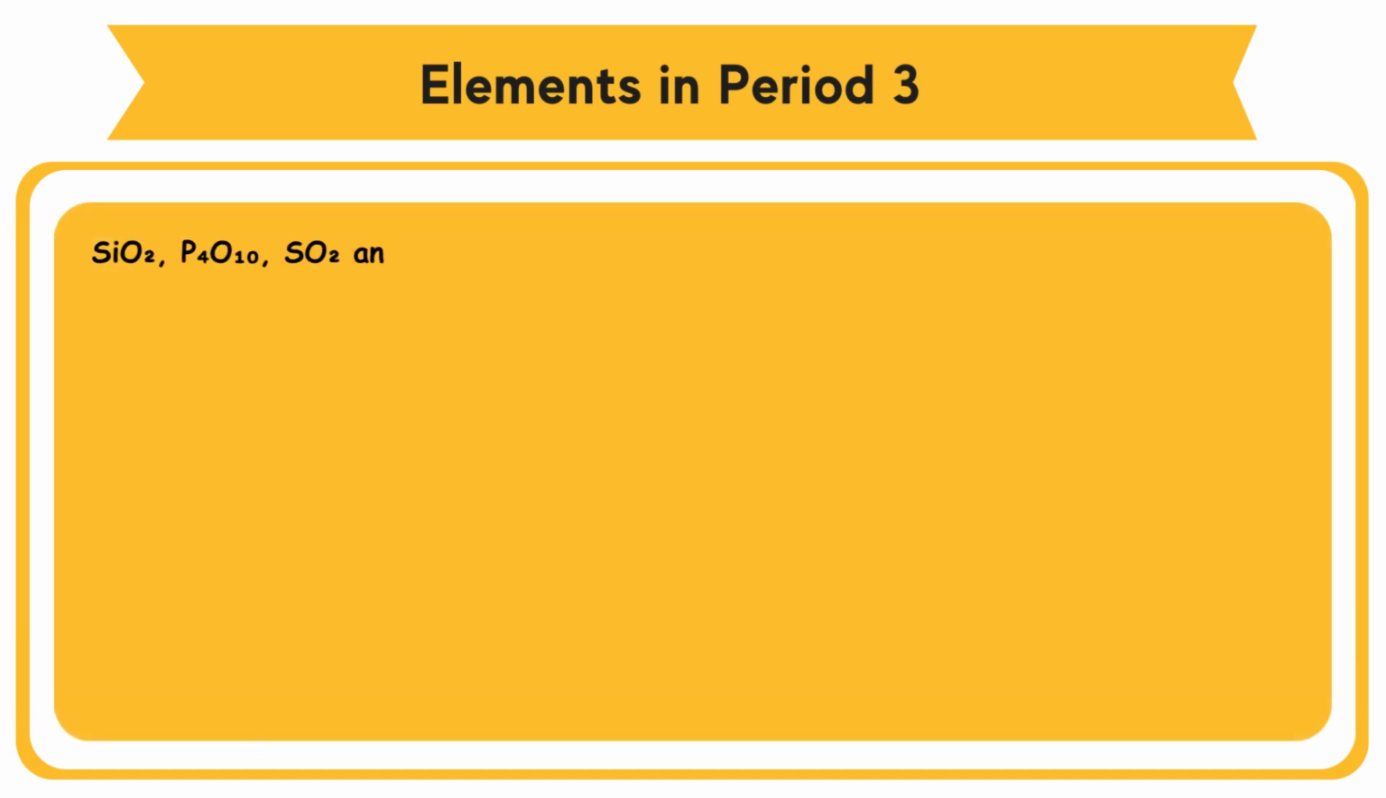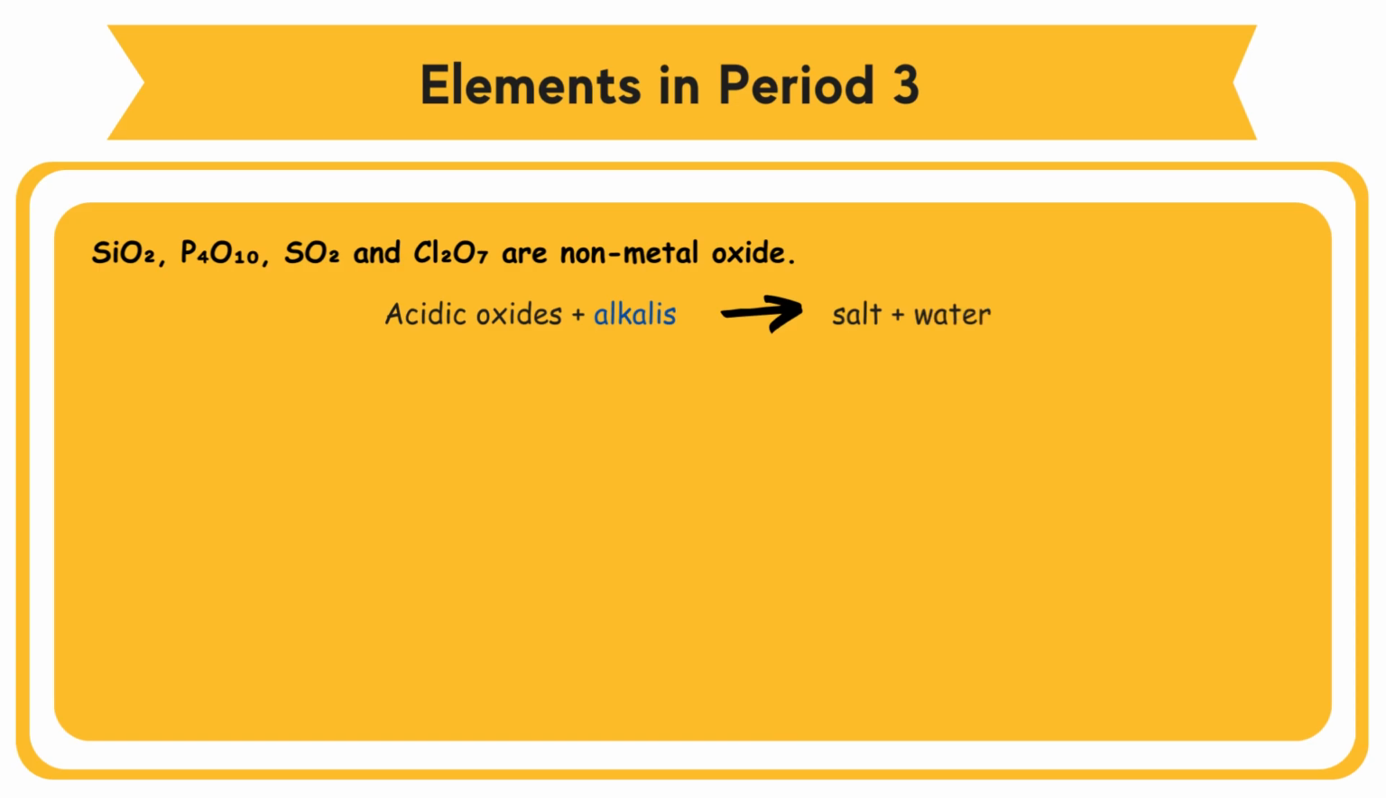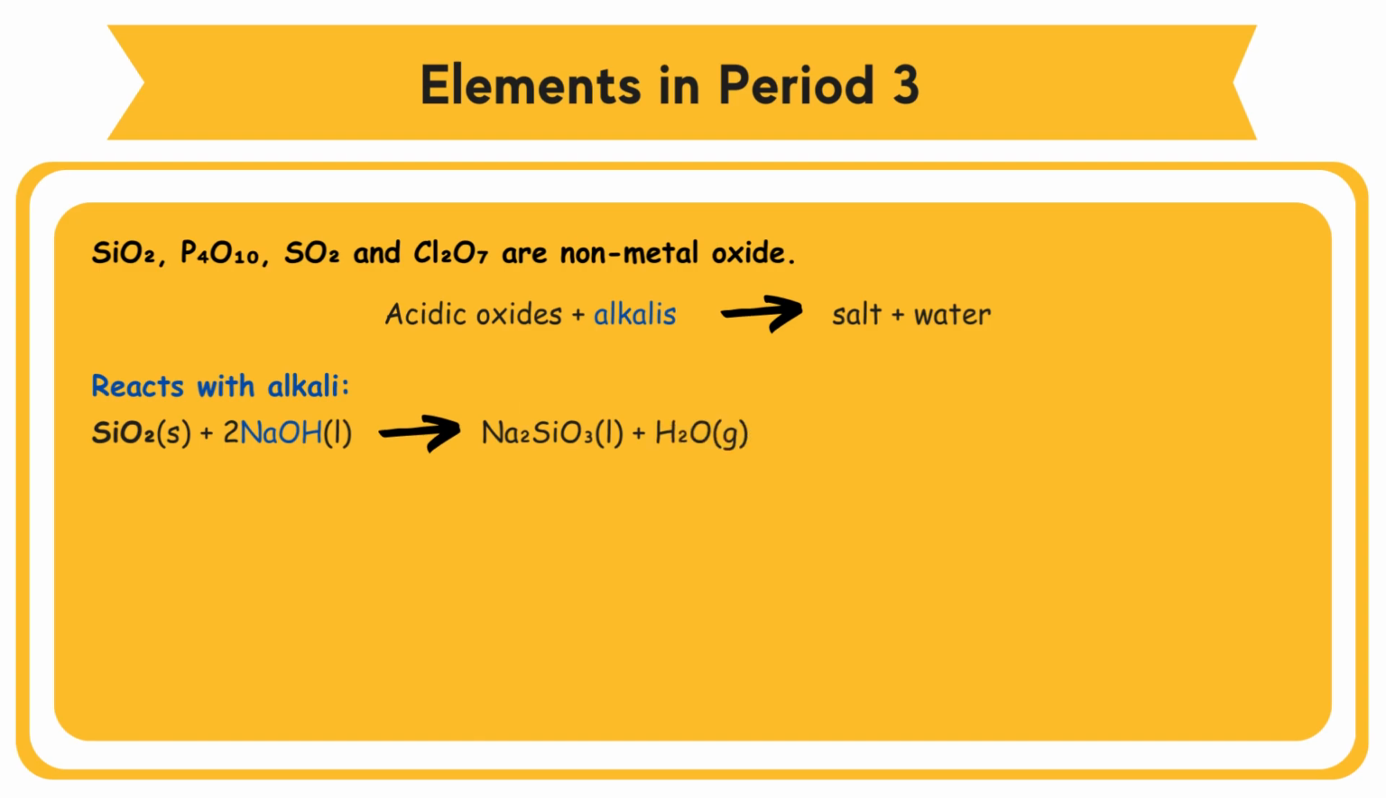SiO2, P4O10, SO2, and Cl2O7 are nonmetal oxides. Acidic oxides are the nonmetal oxides, which are able to react with alkalis to produce salt and water. Reacts with alkali: SiO2 reacts with 2NaOH to form Na2SiO3 and H2O. P4O10 reacts with 6H2O to form 4H3PO4.